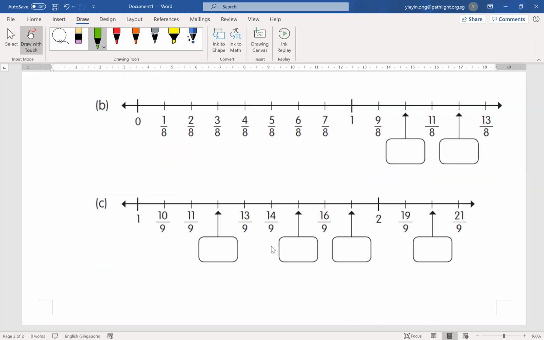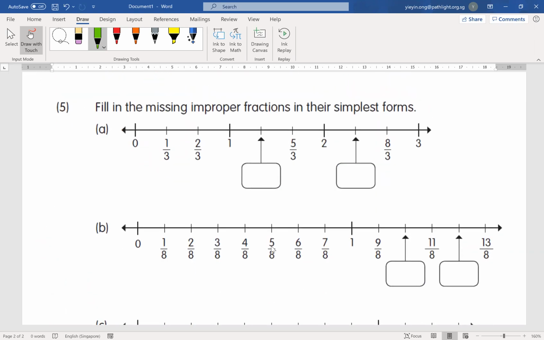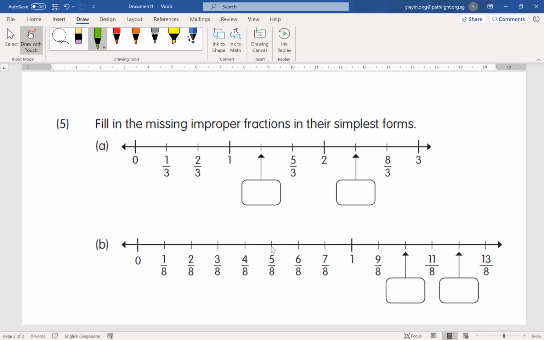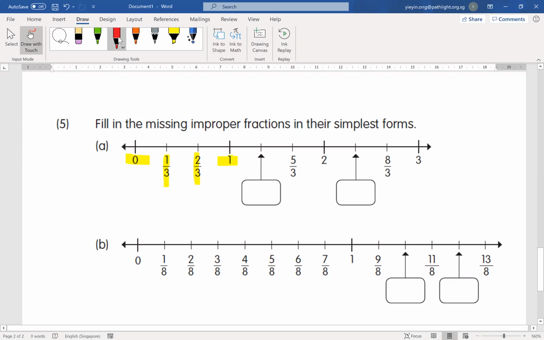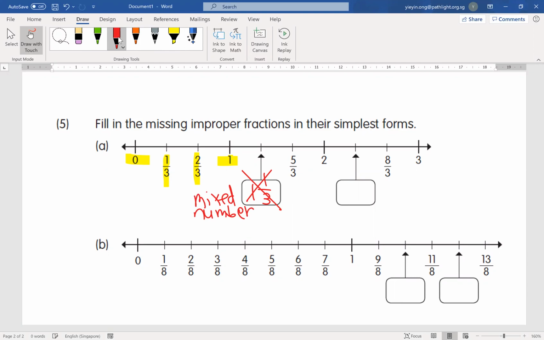Okay, then we move on to question 5. Okay, for question 5, you already did it for mixed numbers, but this time, we have 0 to 1. So it's already given 1/3, 2/3, and then followed by a 1. But for this blank, we do not write 1 and 1/3 because this is a mixed number. Okay, it's correct, but the question wants improper fractions. Okay, so we write the improper fractions.